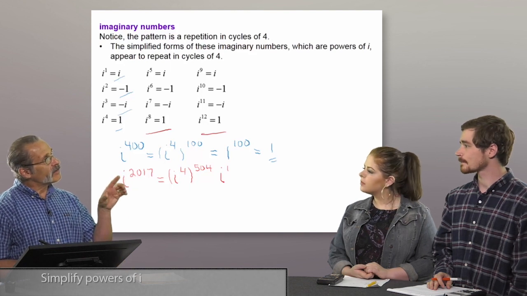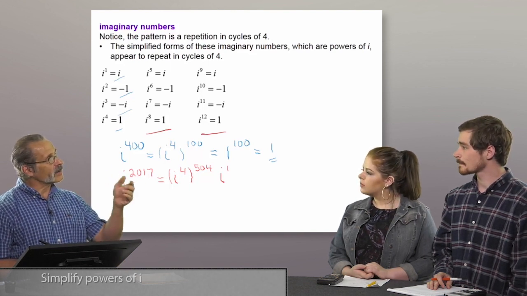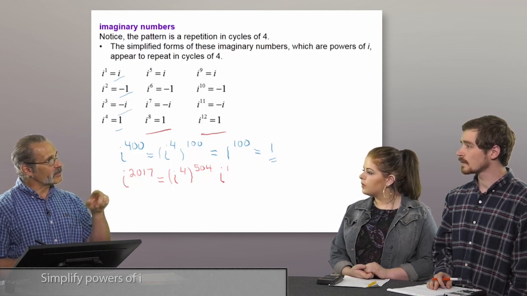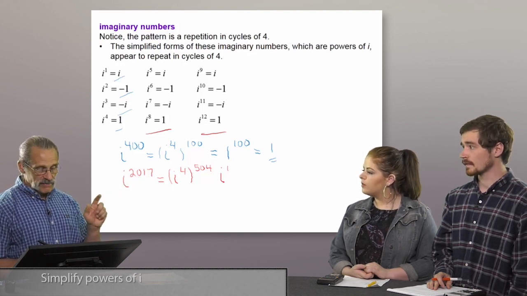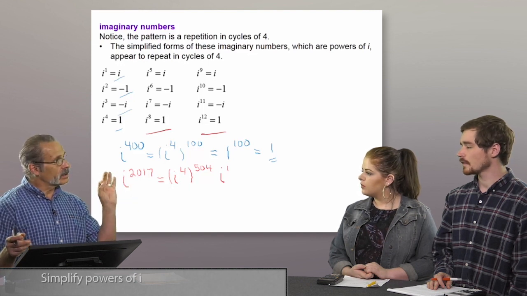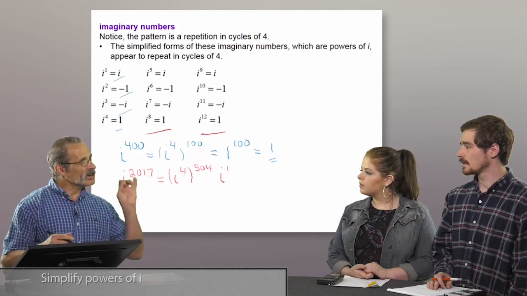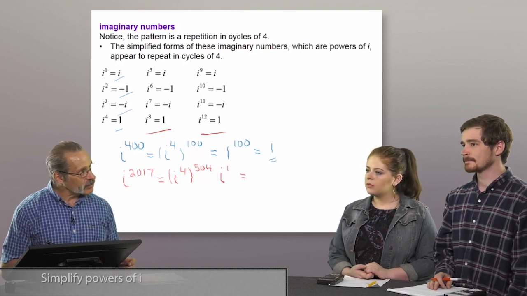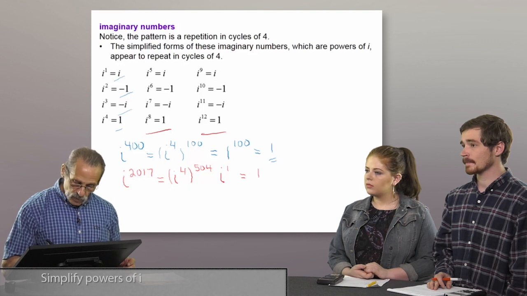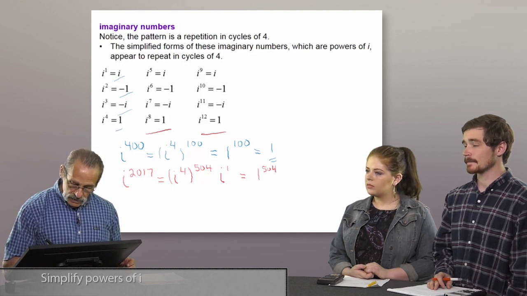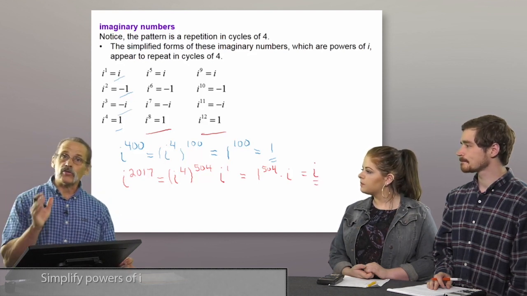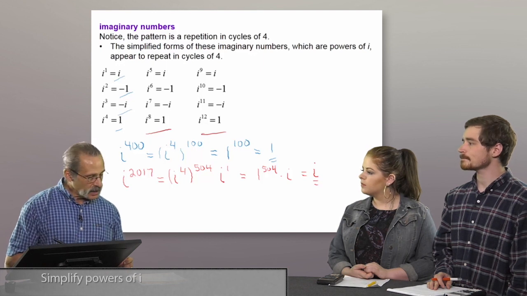If I had 504.25, the remainder is 1. If I had 504.5, the remainder would be 2. If I had 504.75, the remainder would be 3. And if I had 504, the remainder would be 0. But we had a remainder of 1. We're back on track. So i to the fourth is positive 1. I have 1 to the 504th times i, and that's just going to give me back i. Again, the only acceptable answers are i, negative 1, negative i, and 1.